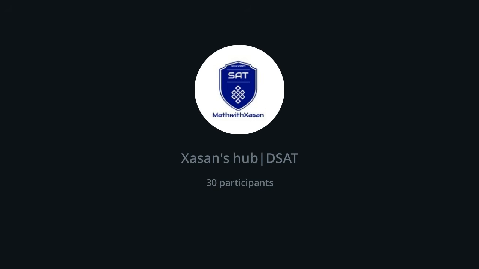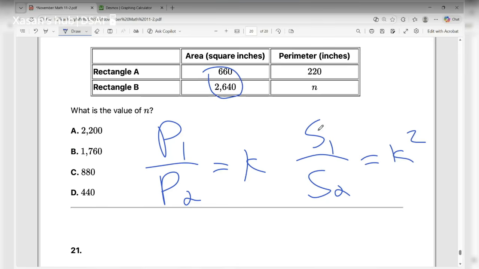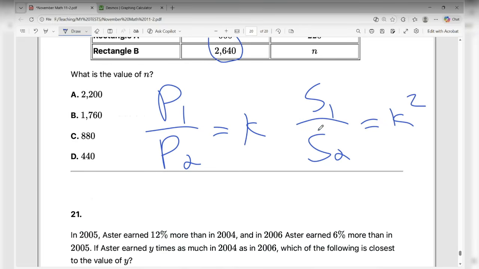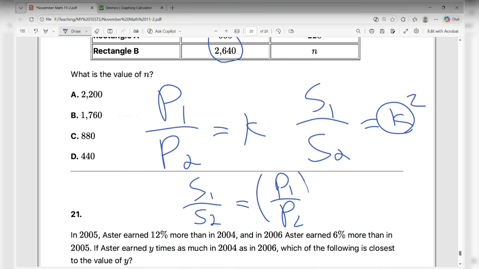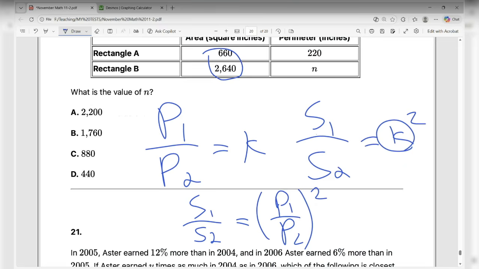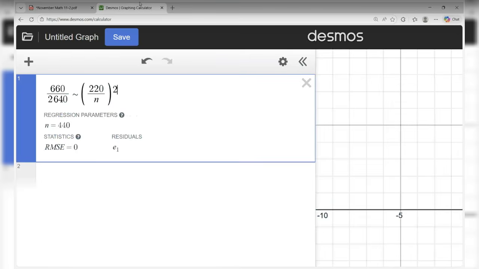I guess everything is understood, right? From that, both of them, guys, we're gonna have S1 divided by S2 equals, instead of k, you can use P1 divided by P2 just in square. And now I'm using this thing, the ratio of the areas equals the square of the ratio of the perimeters, and then the value of n is 440 now. So the answer is D.